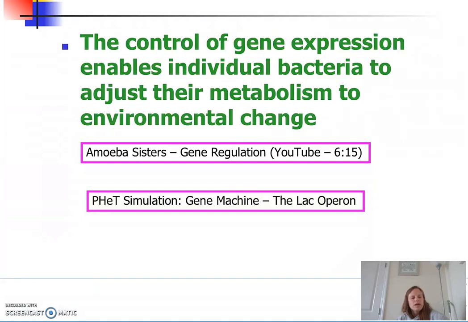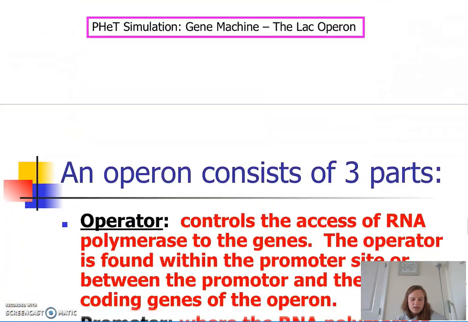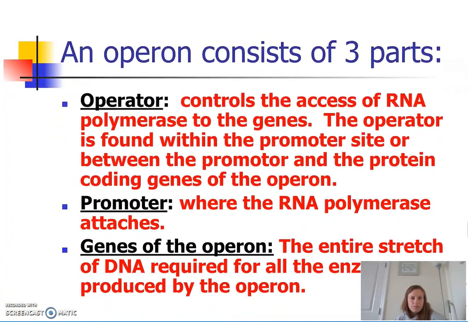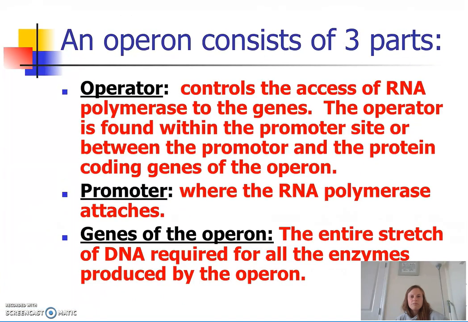We know that eukaryotes do gene regulation. In other words, they regulate their genes. They turn them on, turn them off. Well, prokaryotes need a way to regulate their genes as well. They need to turn their genes on and turn their genes off in response to any environmental change, which enables them to adjust their metabolism. So, the means by which a prokaryote does this is called an operon.